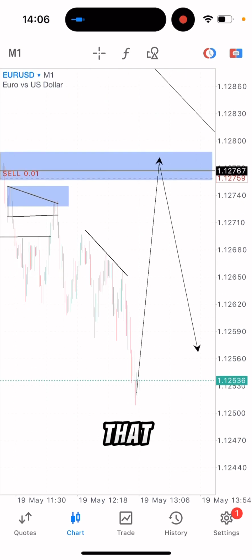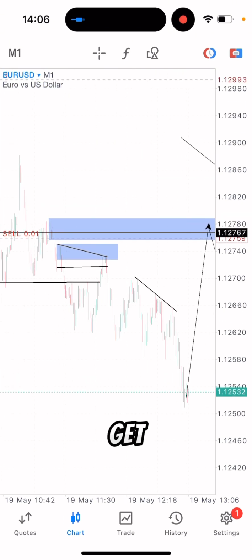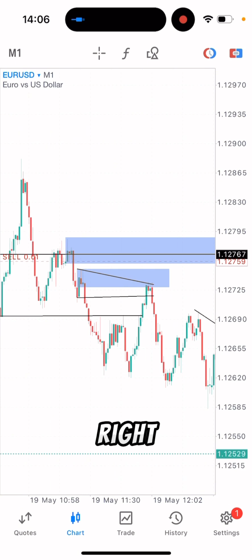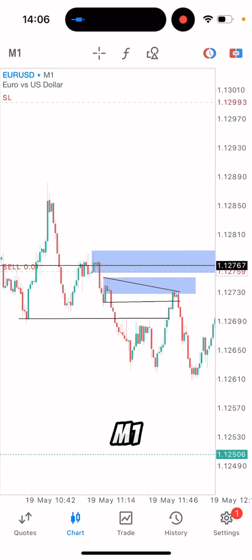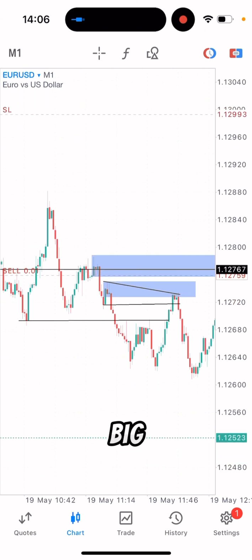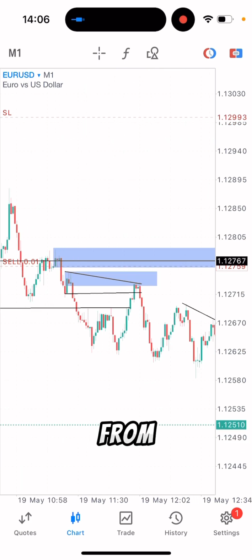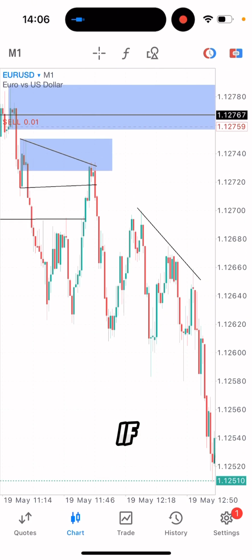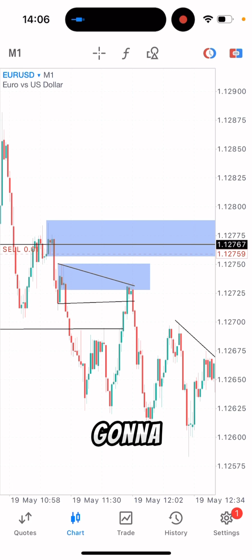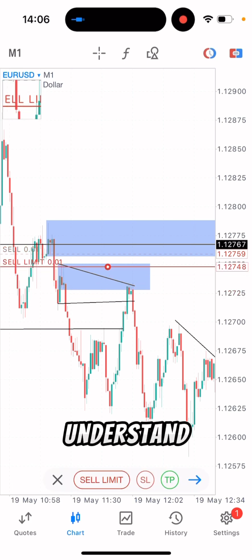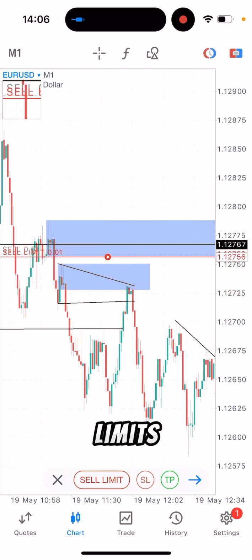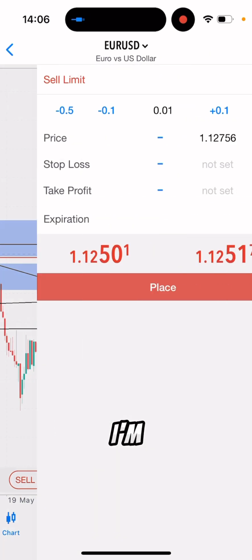Now I told you that when my stop loss is tighter, I get to risk bigger, right? Now, as you can see, this is on M1. Can you see my stop loss up there? Very, very big. That was why I reached it very late from the very start. So now, if price gets to this entry of mine, I'm going to risk a lot. I can actually use limits because it is going to clear out liquidity.